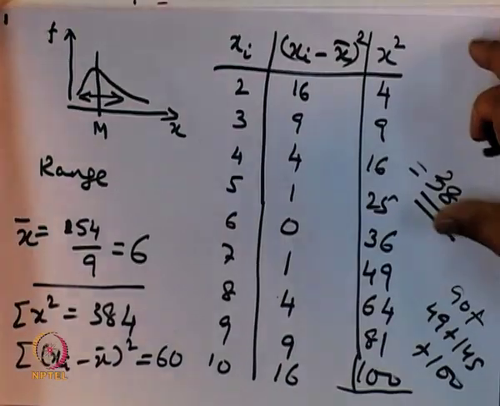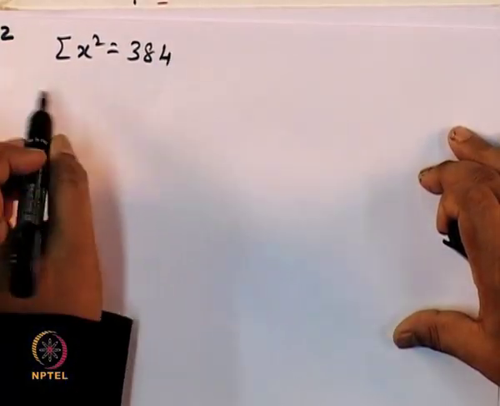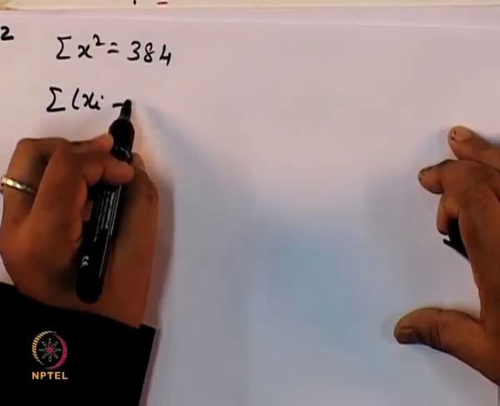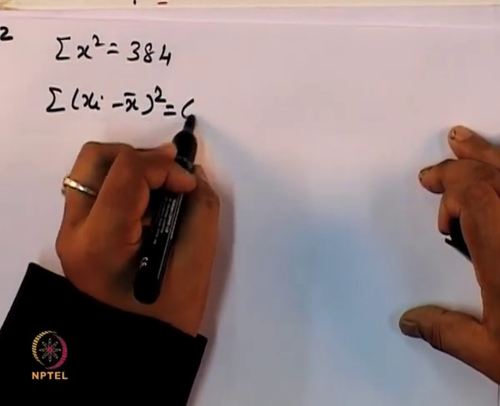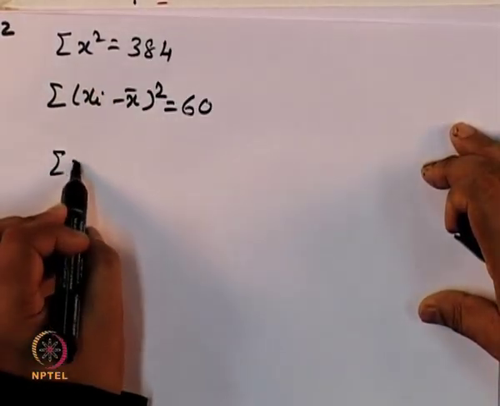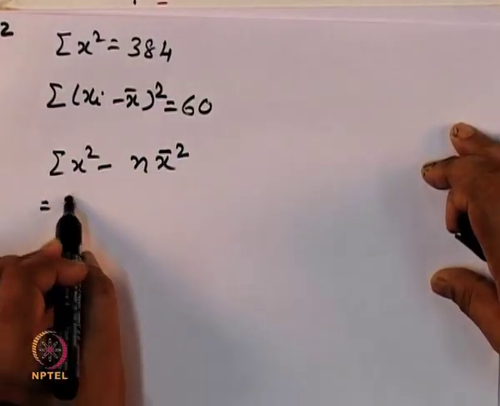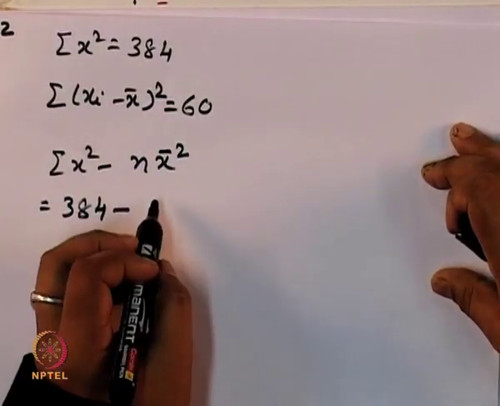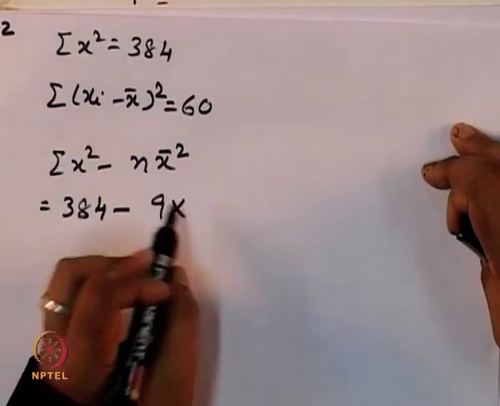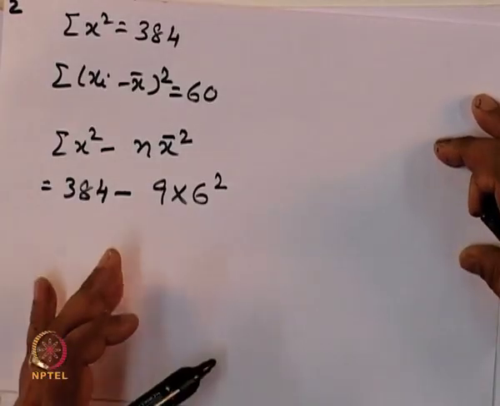Okay. So, I know this value. Let me again write it down here. My summation x square is 384 and my summation xi minus x bar whole square is 60. Okay. Now, summation x square minus n times x bar square is equal to 384 minus the total number, which is 9, into x bar, which is 6, so square. So, 36 and 9.